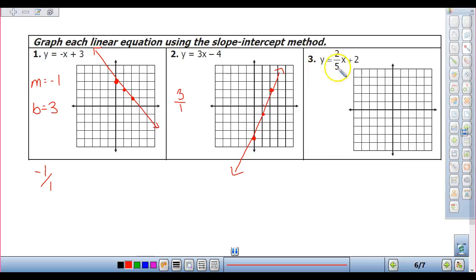Okay, and number 3, our starting point is 2. So on the y-axis, we find 2. This tells us to go up 2 over 5. And now I've run out of graph, right? As long as I have 2 points, I'm okay. But I could reverse this, right? And I could go down 2, and then I'd have to go the other direction, 5. There is my line.